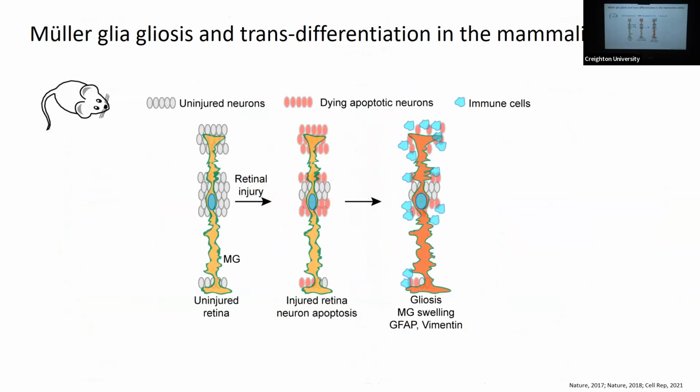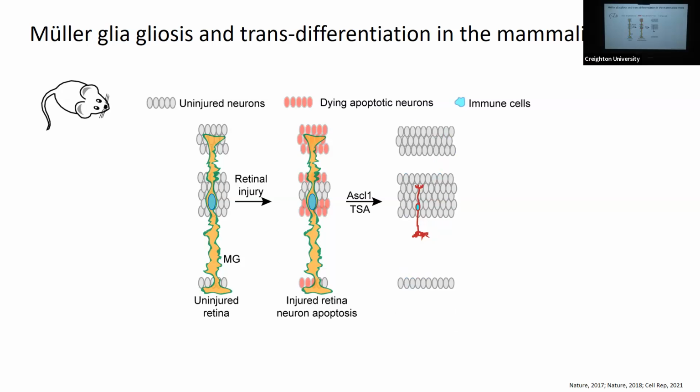Now, building on work that we had done in zebrafish, Tom Reh and Bo Chen's lab have taken some of the molecules that we found and forced their expression into Müller glia in the mice. One example is ASCL1A, or ASCL1. In fish, it's called ASCL1A, but ASCL1, Tom Reh's lab has shown, with the histone deacetylase inhibitor TSA, he can get Müller glia to make some bipolar cells.